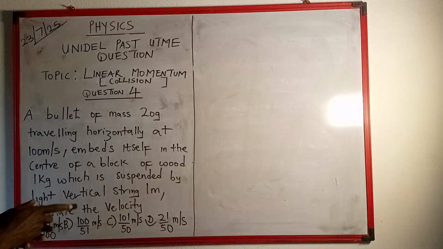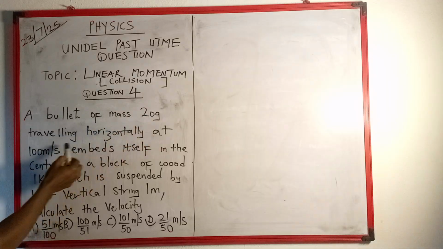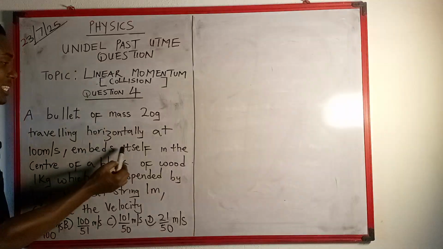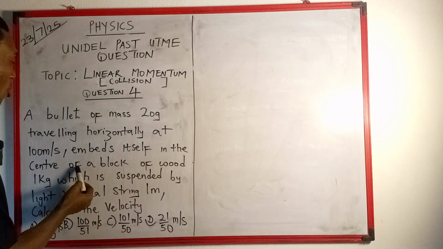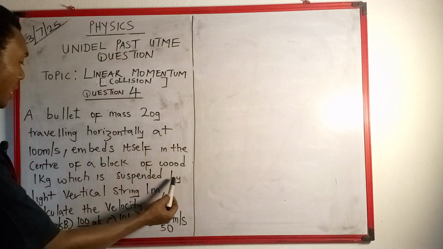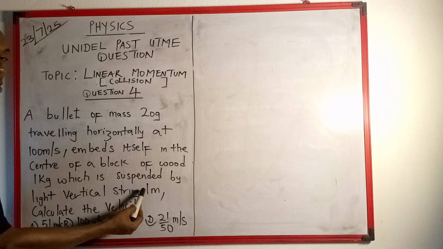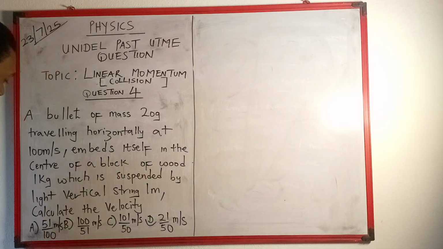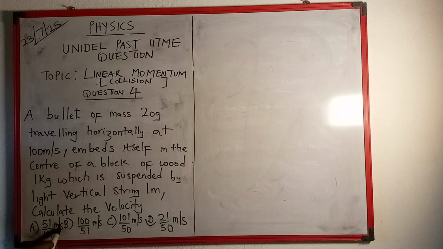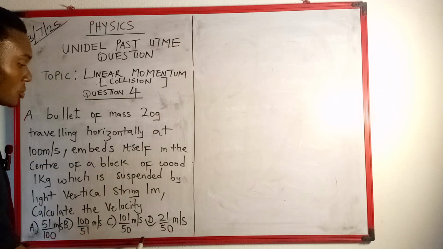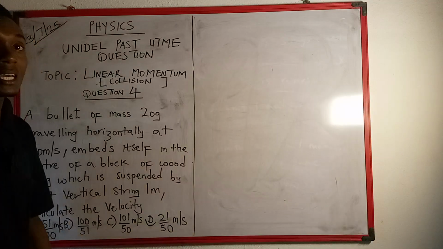Question 4. A bullet of mass 20 gram traveling horizontally at 100 meters per second embeds itself in the center of a block of wood 1 kg, which is suspended by a light vertical string 1 meter. Calculate the velocity. Below are the options. Option A, 51 over 100 meter per second. Option B, 100 meter per second over 51. Option C, 101 over 50 meter per second. Option D, 21 over 50 meter per second.